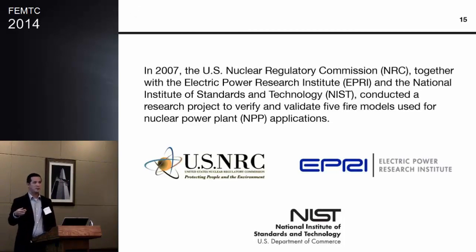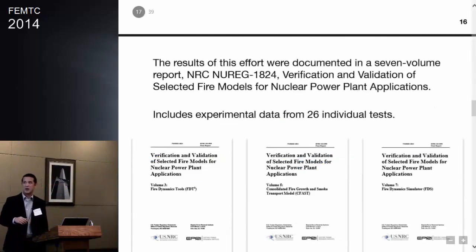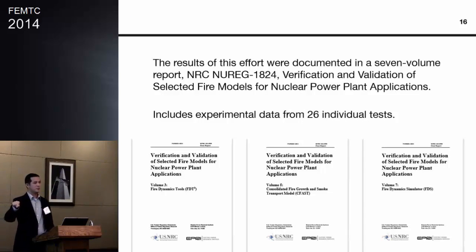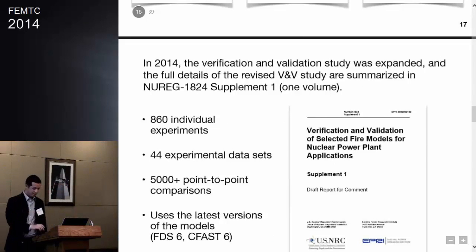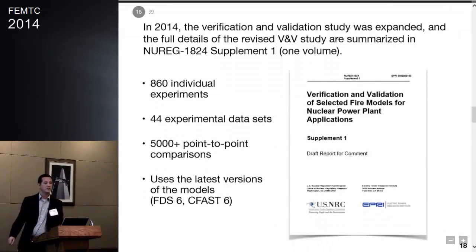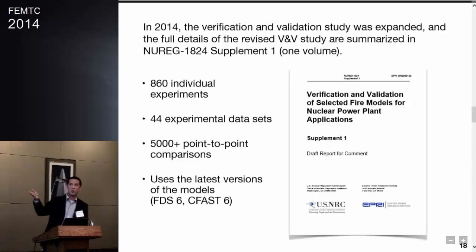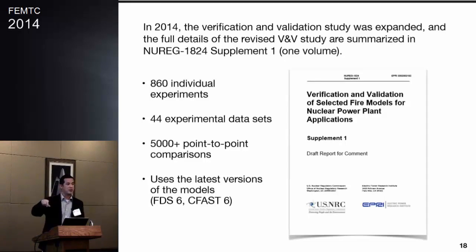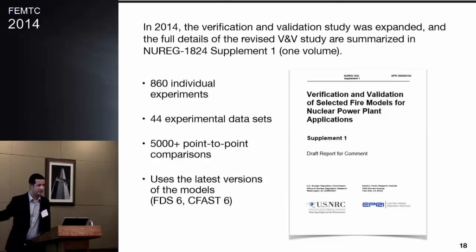As Kevin mentioned, we first put together with the Nuclear Regulatory Commission a verification and validation project, which led up to NUREG 1824. The original NUREG 1824 included data from 26 tests. The refresh of this, Supplement 1 to NUREG 1824, which is close to the period for public comment right now, so it should be out within a few months, now includes 860 individual experiments.